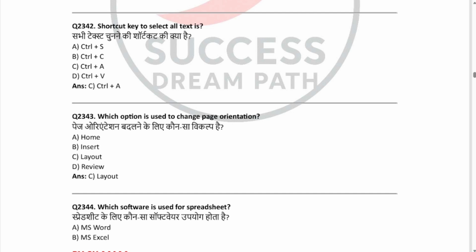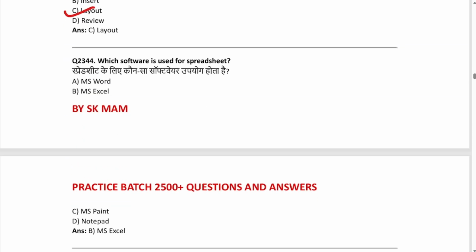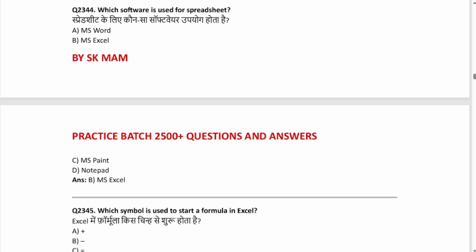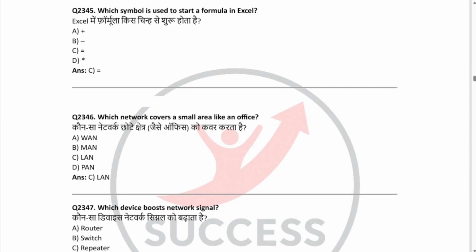Shortcut key to select all text is Control plus A. Which option is used to change page orientation? Layout. Which software is used for spreadsheet? MS Excel. Which symbol is used to start formula in Excel? Equal to. Which network covers a small area like an office? LAN.